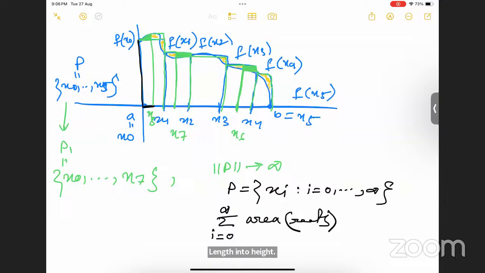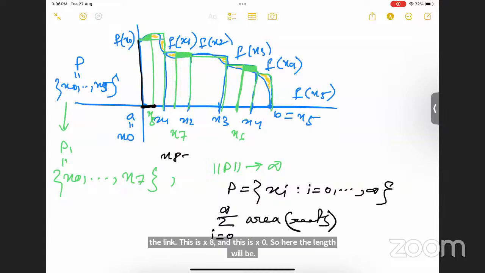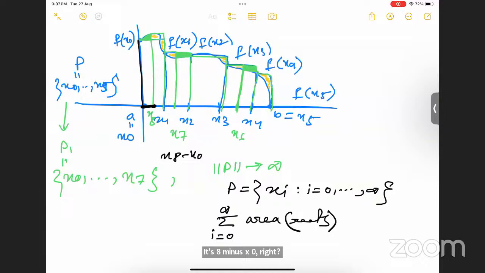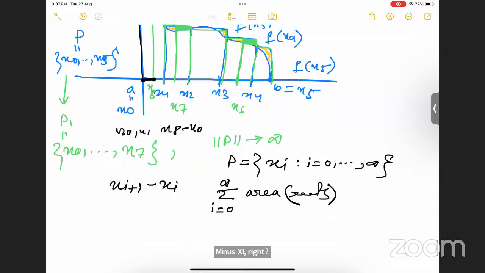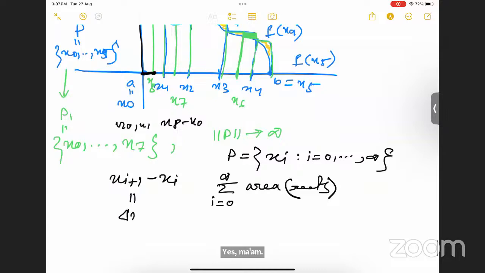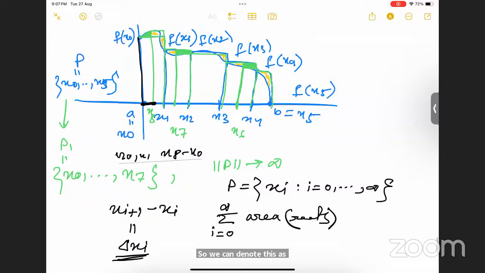So if we look at one rectangle, the length will be here, this is x1 and this is x0. So the length will be x1 minus x0. If we do this in sequence, like x0, then x1 and so on, the length will be x(i+1) minus xi, with i equals 0 to n. So we can denote this as delta xi. So this is the length of the rectangle.